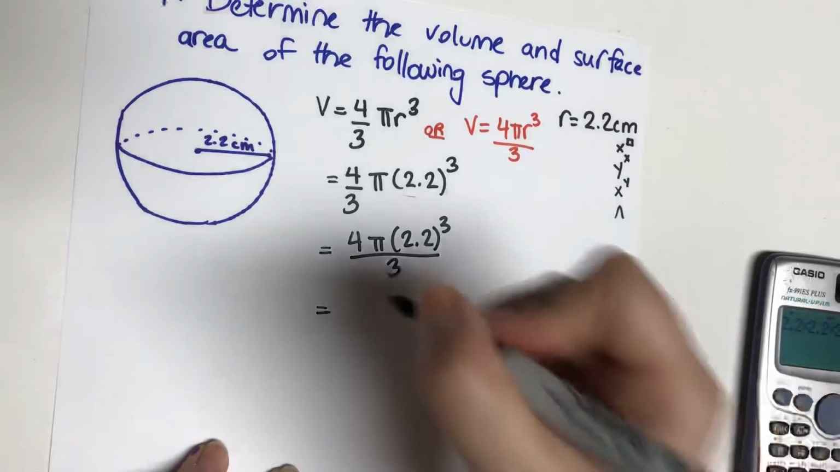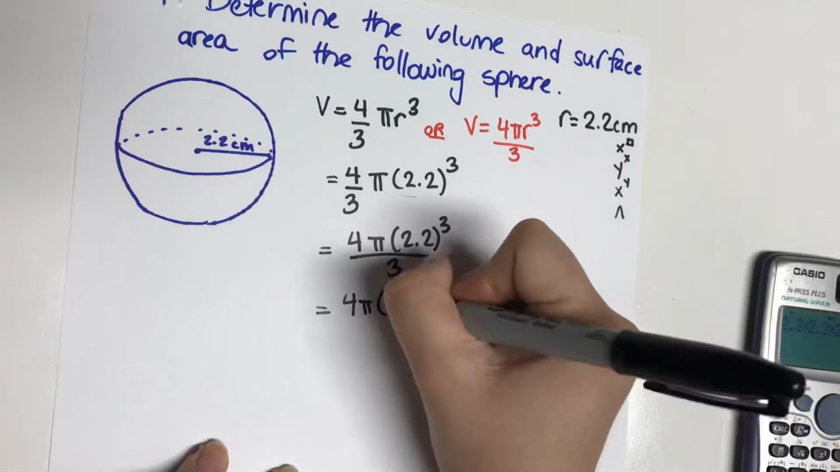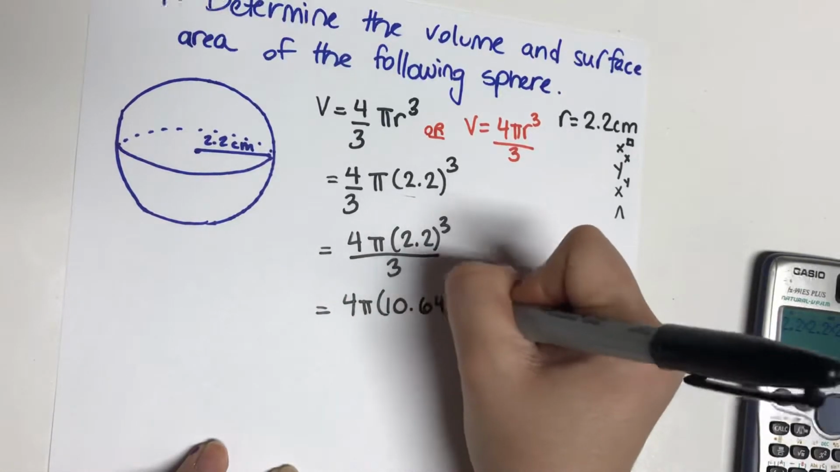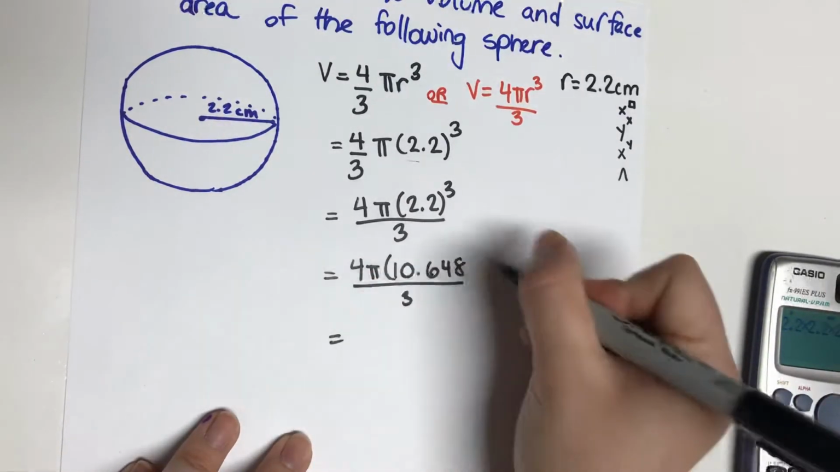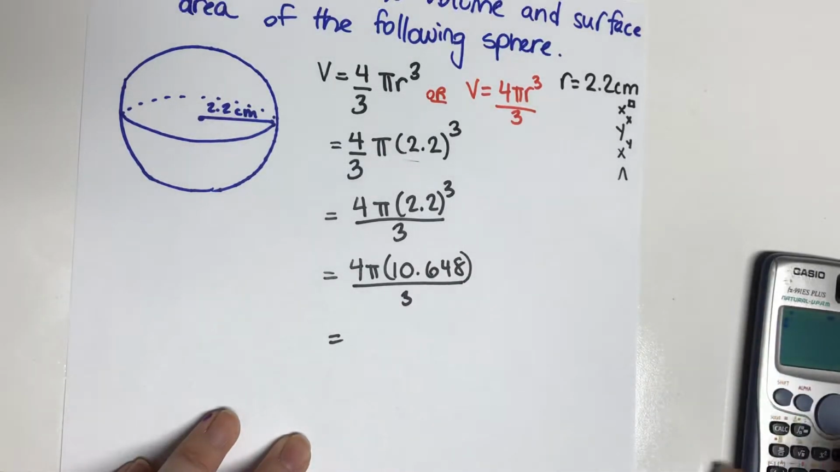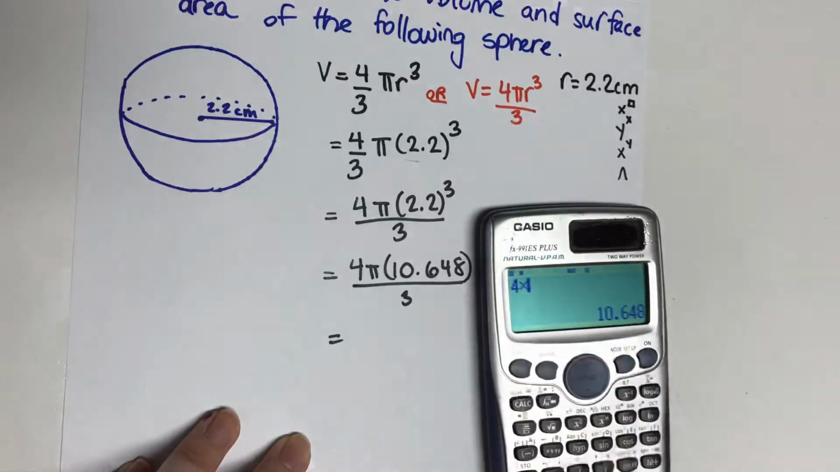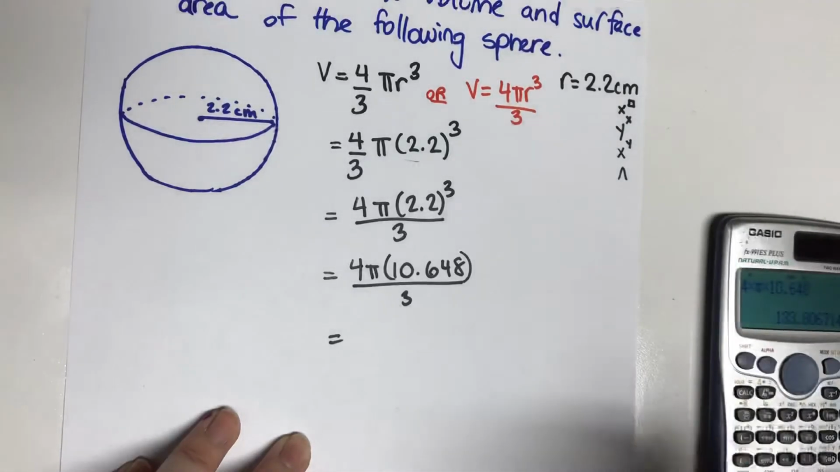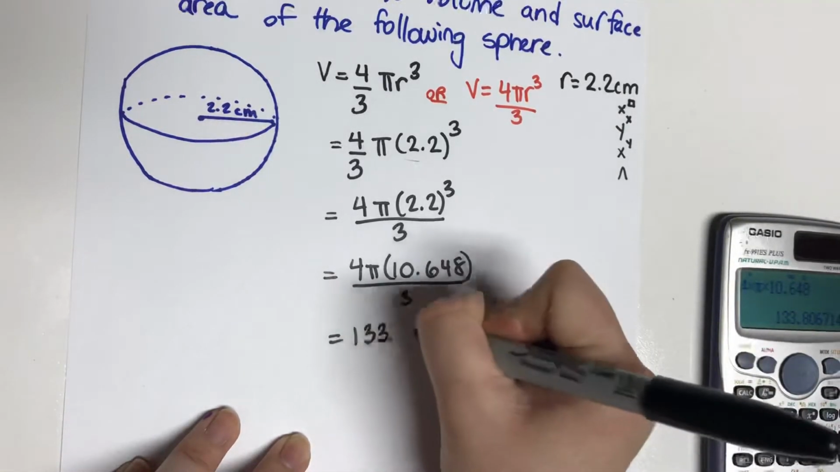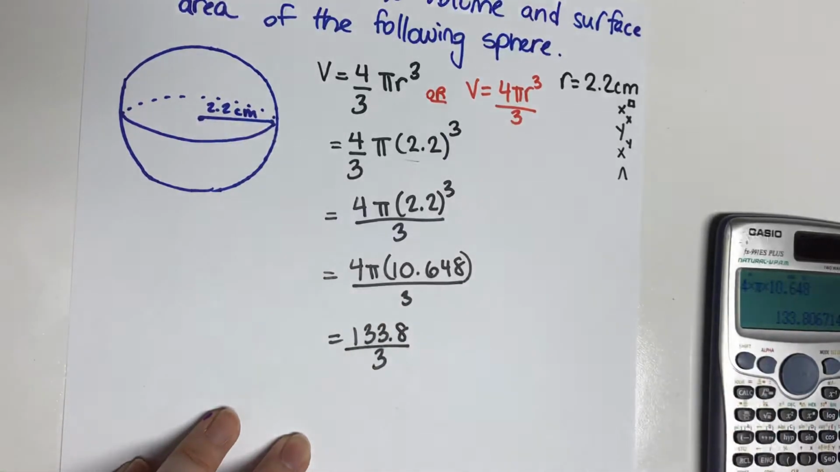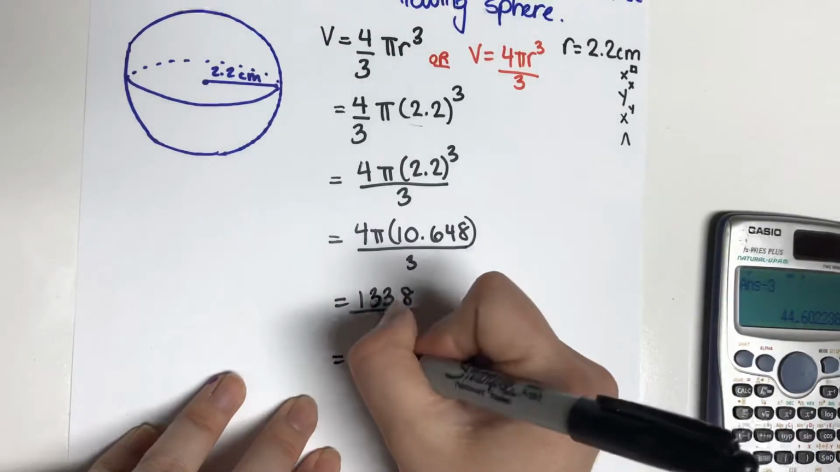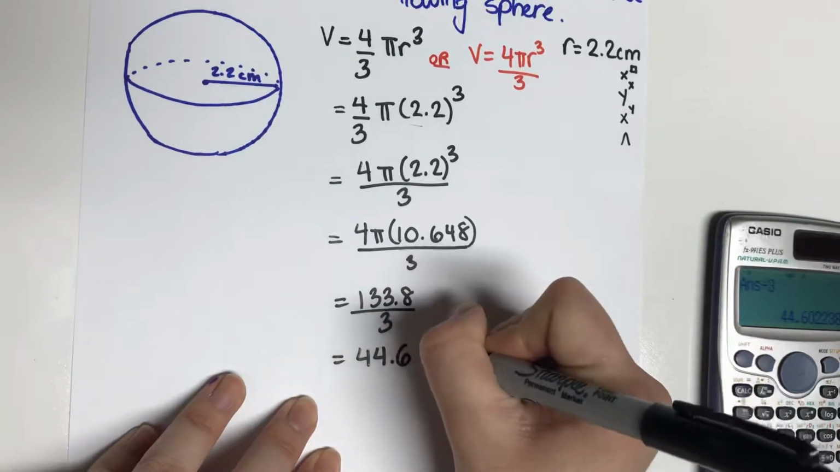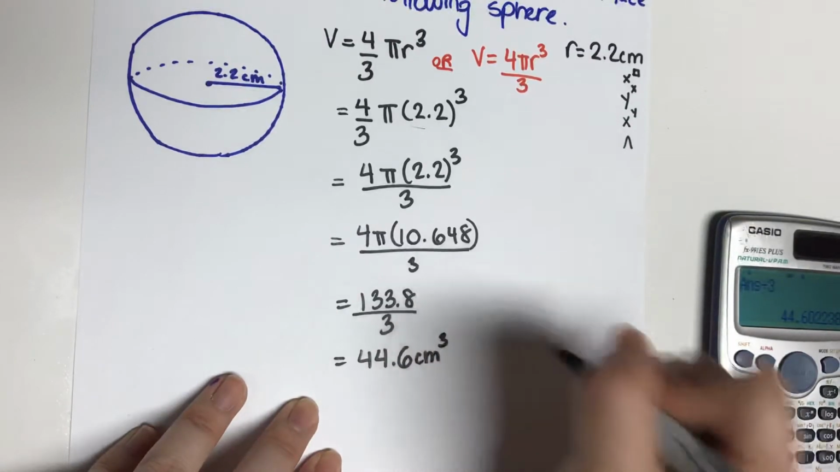Okay, so I have 4 pi times 10.648 divided by 3. I'm going to multiply the numerator and the denominator separately. So 4 times pi times 10.648 gives me 133.8 divided by 3. And 133.8 divided by 3 gives me 44.6 centimeters cubed because it's volume.